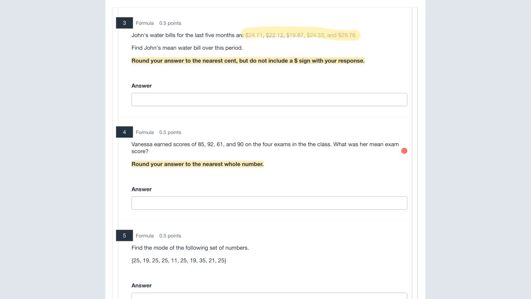So this has got to be the sum divided by 5. Our mean is the sum divided by 5. We add them all up and divide by how many there are, which in this case is 120.80. It's money, so I must put a dollar sign in it, right? 120.80 divided by 5, which is 24.16.